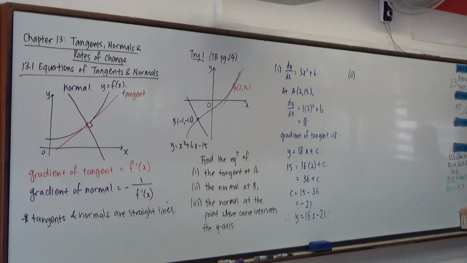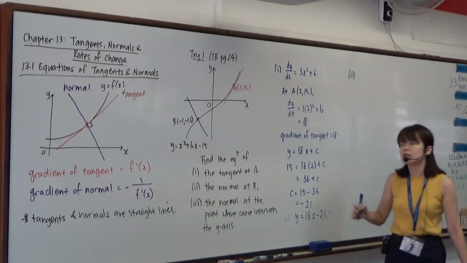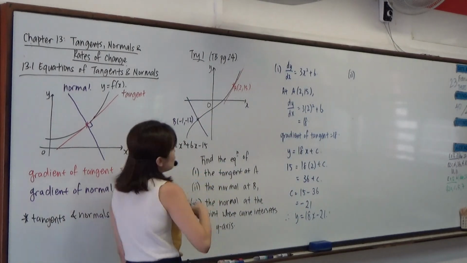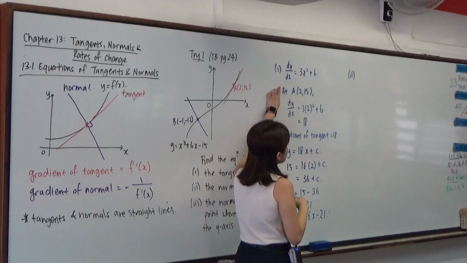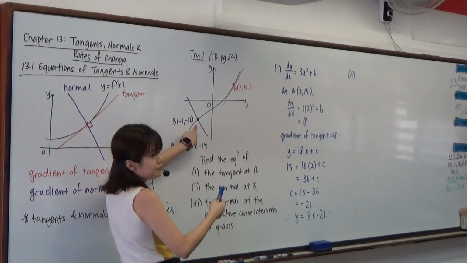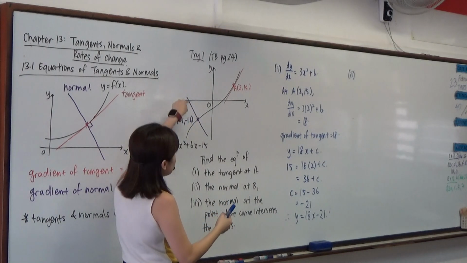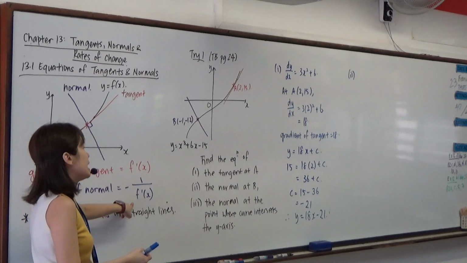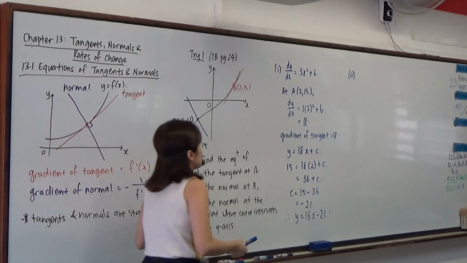At part 2, we want to find the equation of the normal. The normal is at B itself. So we can use the derivative dy over dx to find out the gradient of the tangent at B. But to find out the gradient of the normal itself, we must remember to take negative 1 divided by the gradient of the tangent.